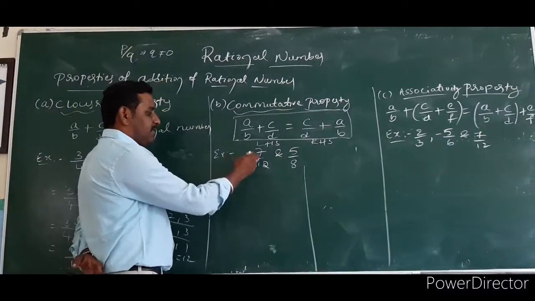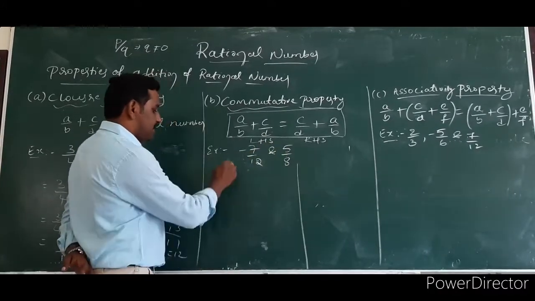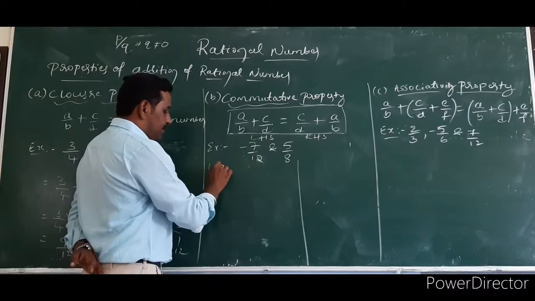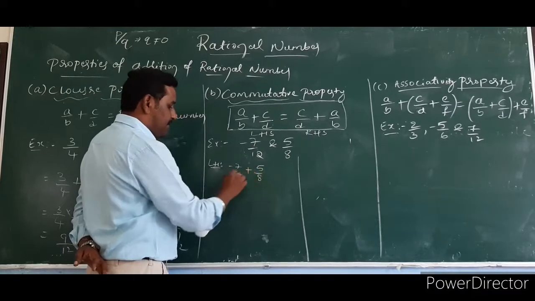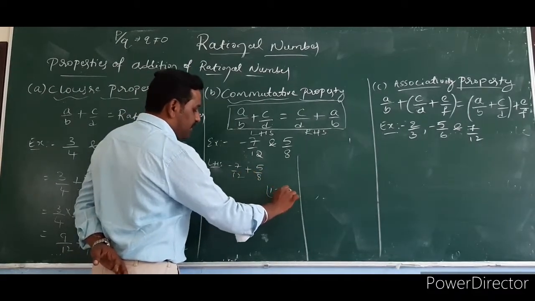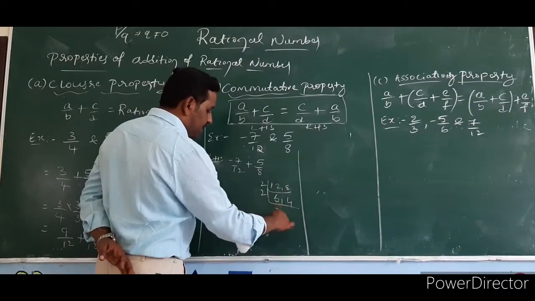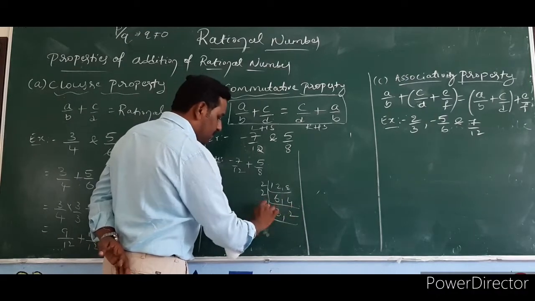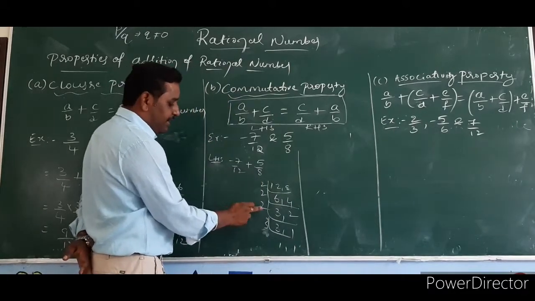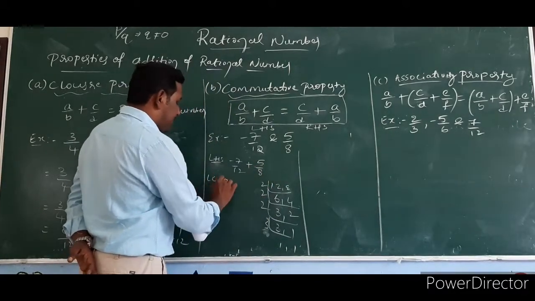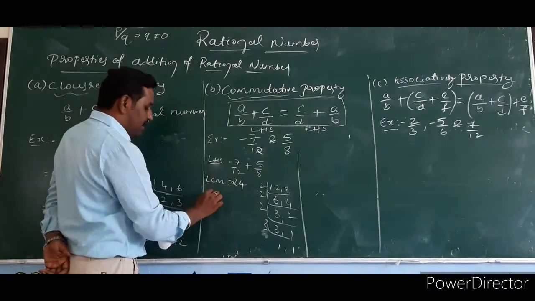For example, I am considering minus 7 by 12 and 5 by 8, two rational numbers. First I am proving LHS. What is LHS? Minus 7 by 12 plus 5 by 8. Here 12 and 8 are different numbers, so take the LCM. 2 twos are 4, 4 twos are 8, 8 threes are 24. What is the LCM? 24. Then you can add these two rational numbers.